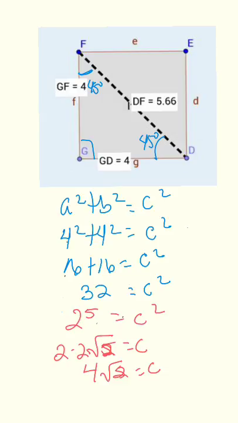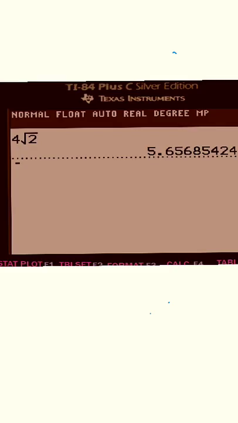So let's check really quickly. Okay, as you can see, it does come out to be about 5.65 or 5.66. Not very close, I mean, we want it to be as precise as possible, so that's why we leave it as a square root. So 4 square roots of 2 is approximately equal to this.